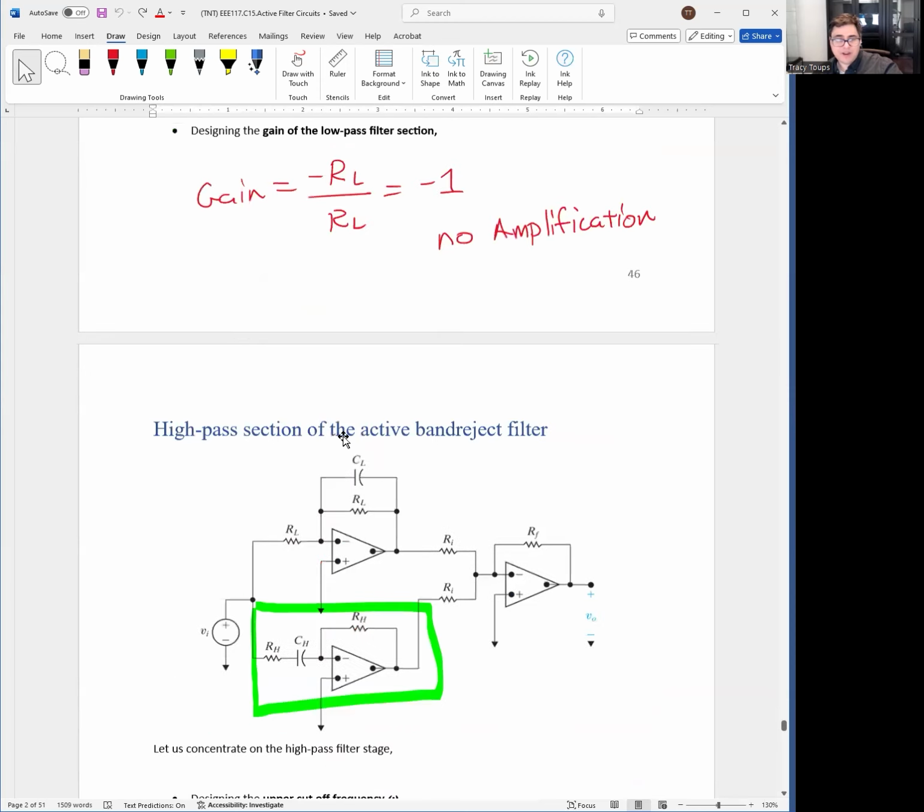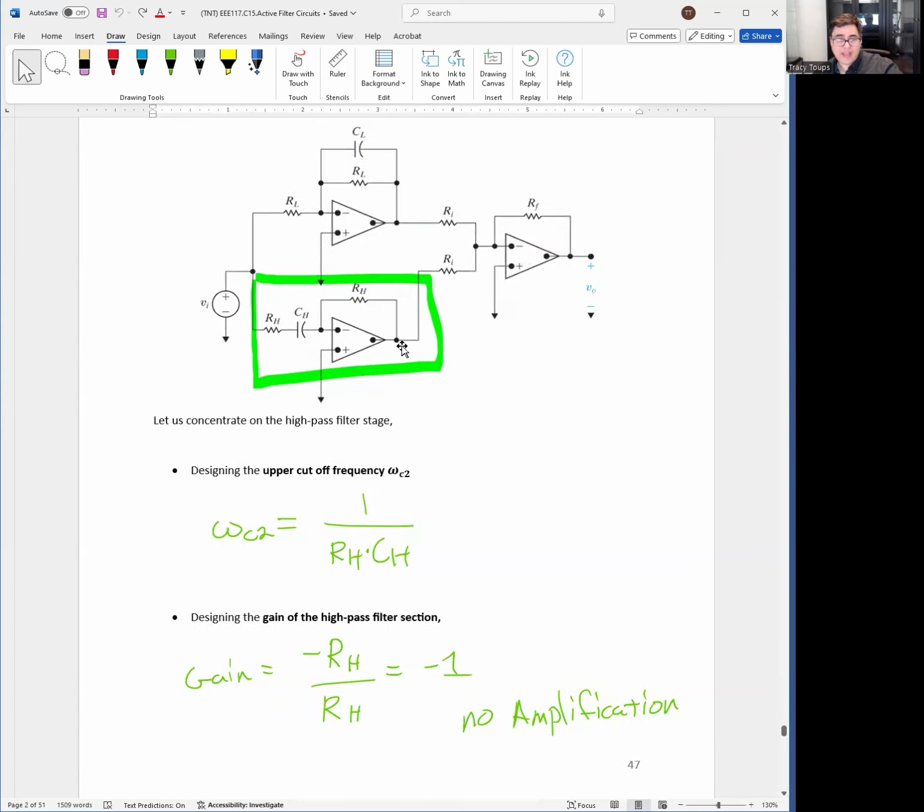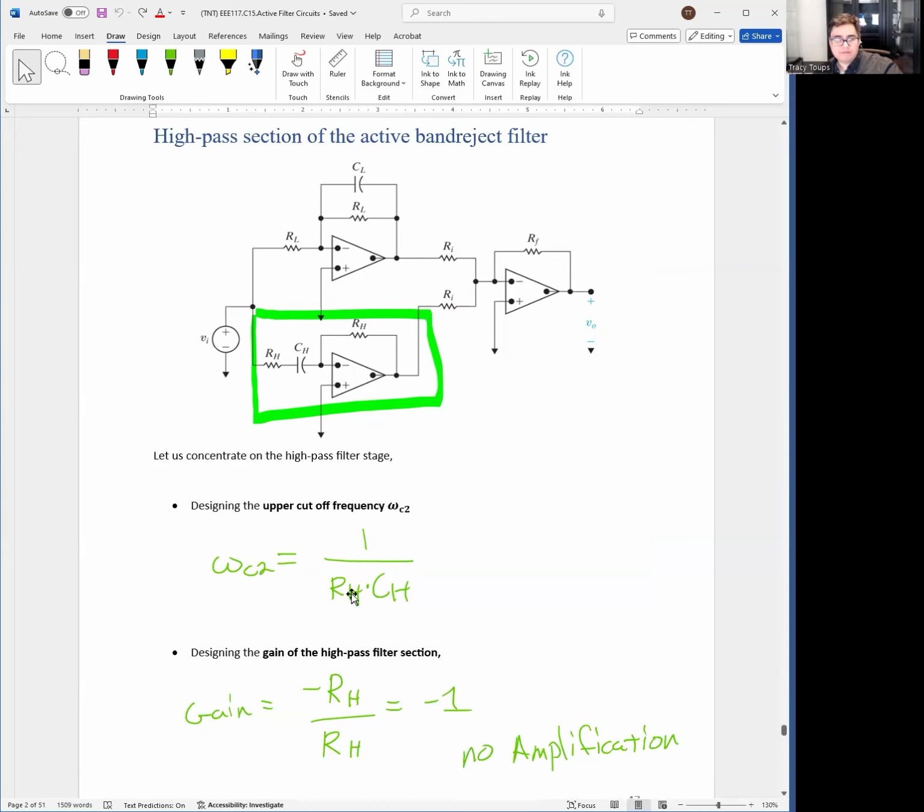We could do the same thing for the high pass section, where we have the high pass filter down here, where the upper cutoff frequency, omega C2, is equal to 1 over RH times CH. Again, this is opposite of the band pass filter, so just keep that in mind, right? Again, if you know your capacitor, you can choose your resistor or vice versa. The gain, again, we don't want any amplification, so we just want to make sure the gain is equal to 1 passing through, so just make sure these two resistors are equal to each other.